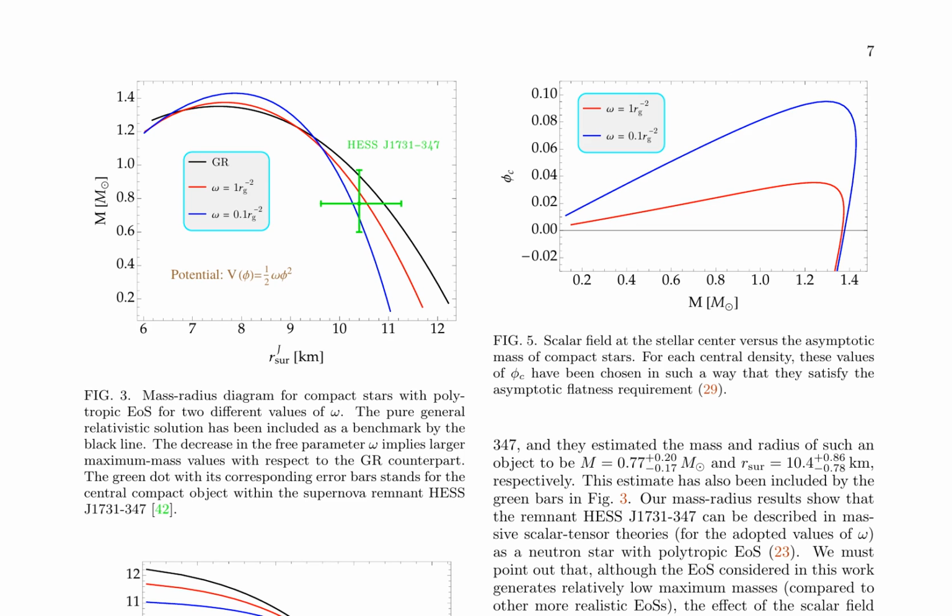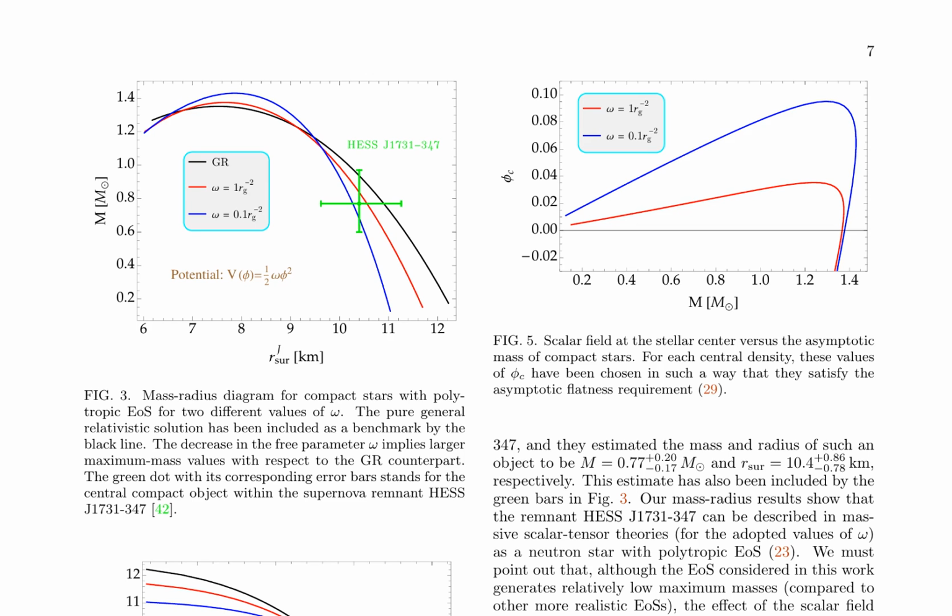The mass-radius diagram for compact stars with polytropic equations of state is presented, showcasing the impact of varying the free parameter omega on maximum mass values. The decrease in omega yields larger maximum mass values compared to the general relativistic counterpart. The diagram includes the central compact object within the supernova remnant HESS J1731-347, with a mass of 0.77 +0.20 -0.17 solar masses and radius of 10.4 +0.86 -0.78 kilometers.